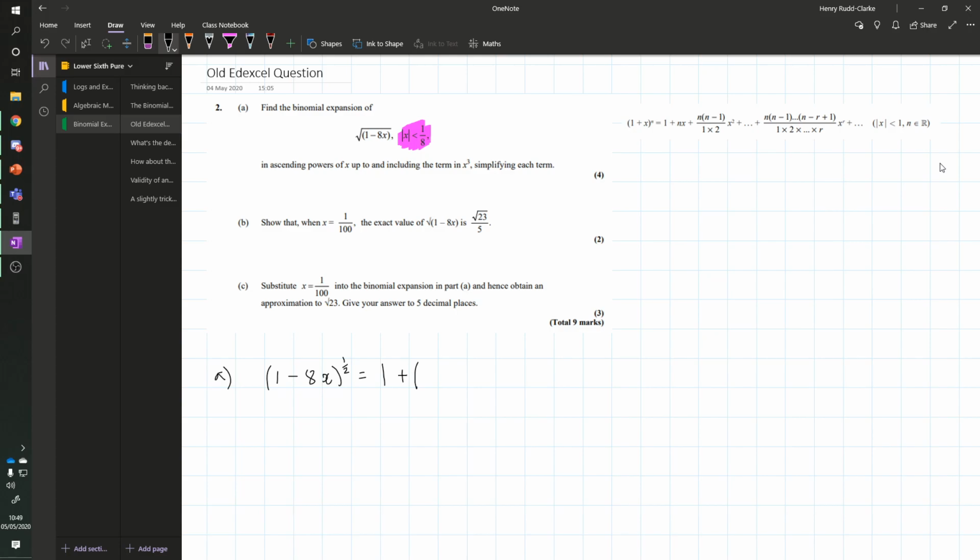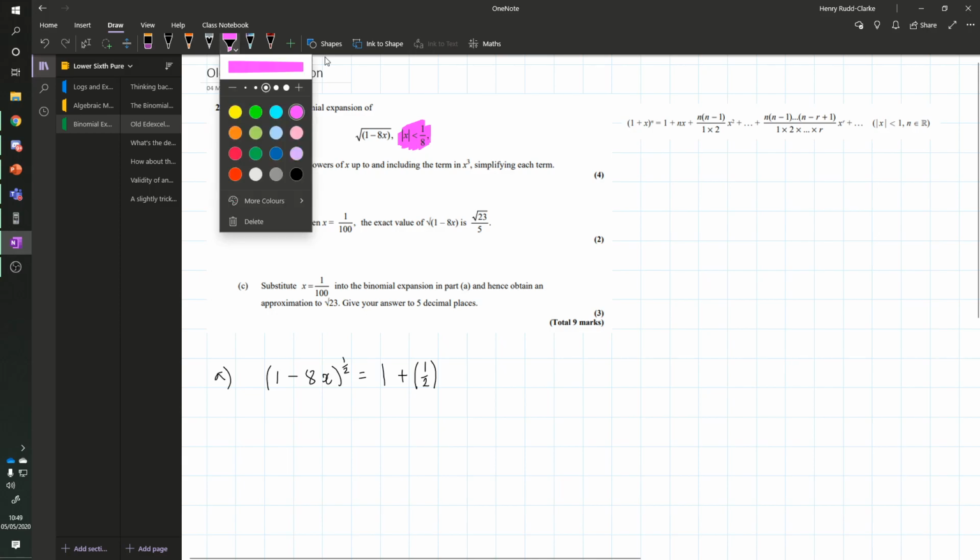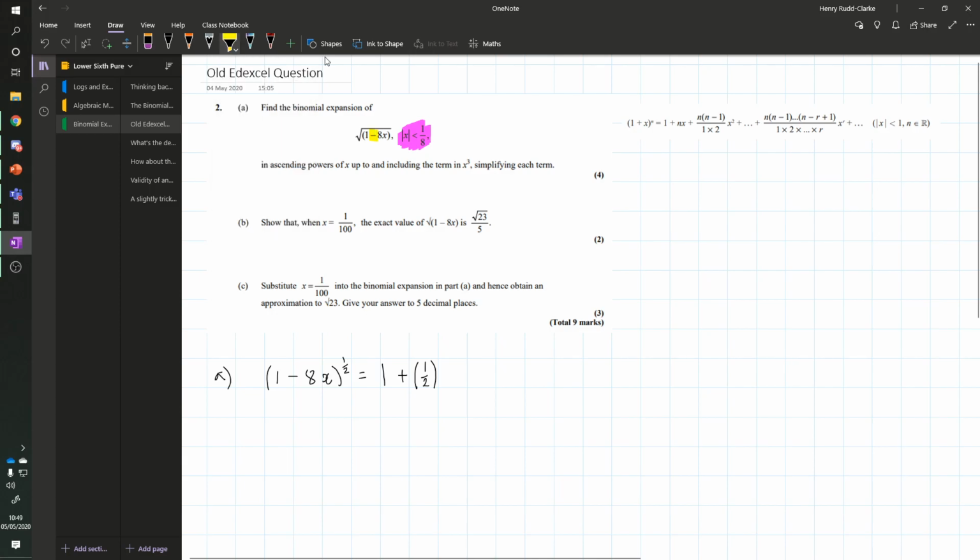N is a half, so I'm going to put a half in brackets. And then the important thing that we have to be really careful about, and this is similar to the year 1 binomial expansion, is that here we have minus 8x. That is the x from the formula. So in this formula, everywhere where it says x, we're going to put in minus 8x. And we're going to do that in brackets, because then when we tidy it up later, it's going to be easy to sort out all the negatives. Always put things you substitute in brackets.